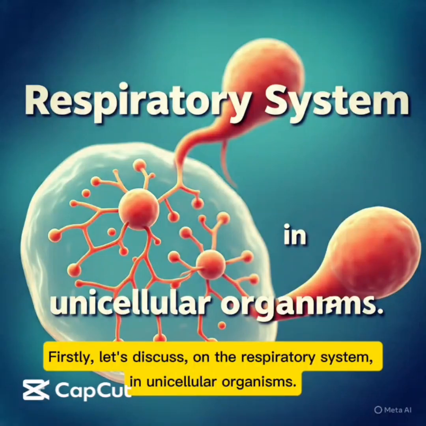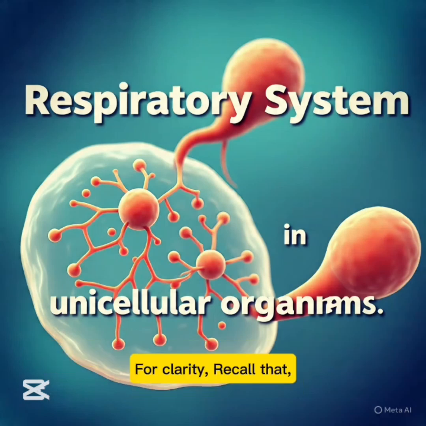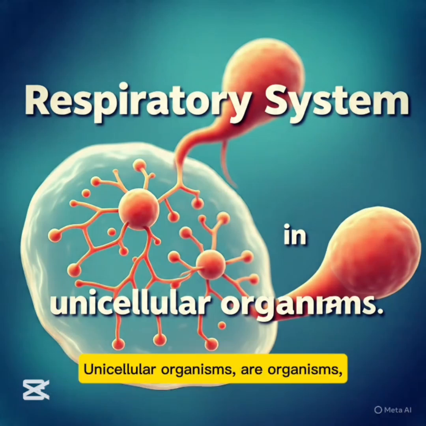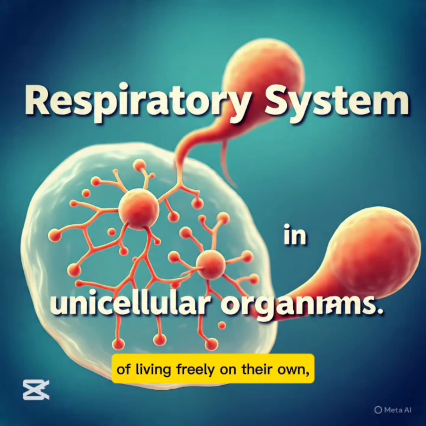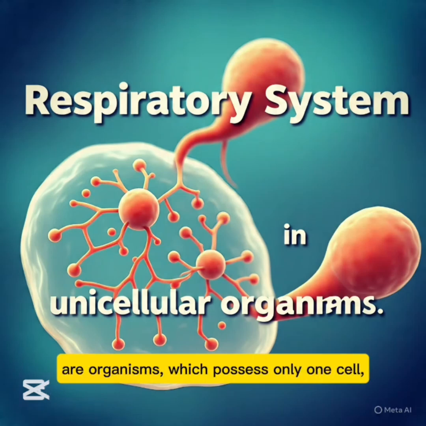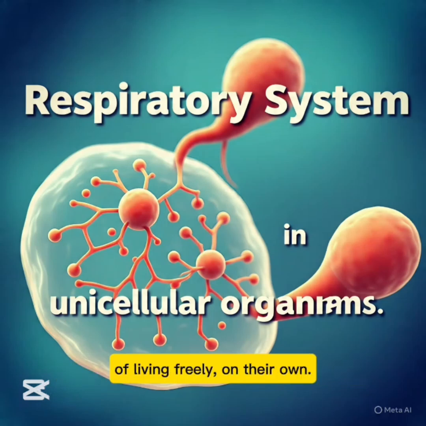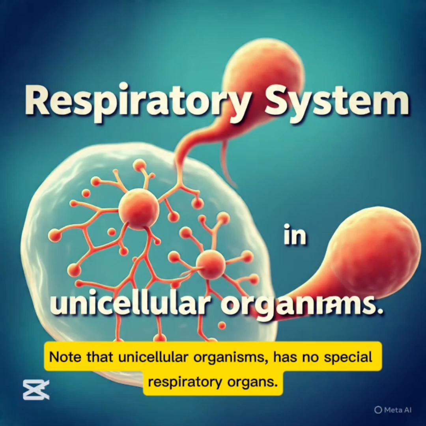Firstly, let's discuss the respiratory system in unicellular organisms. For clarity, recall that unicellular organisms are organisms which possess only one cell and are capable of living freely on their own. Note that unicellular organisms have no special respiratory organs.